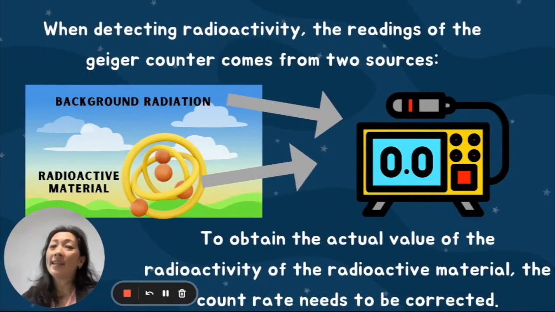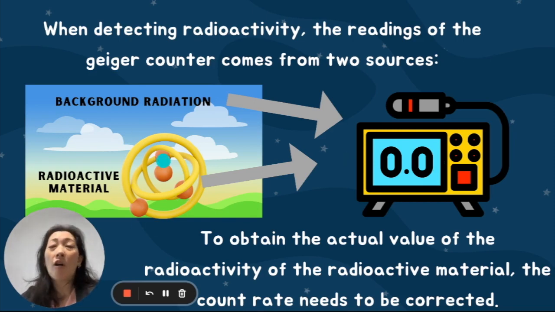Now, when detecting radioactivity, we have to keep in mind that background radiation will always be there. So let's say we want to detect the value of radioactivity of the radioactive material, meaning we want to see how radioactive that material is in terms of the counts per second or counts per minute. So when we point the Geiger-Muller tube with the counter towards the radioactive material, we must remember the number that we see here is not only from the radioactive material.